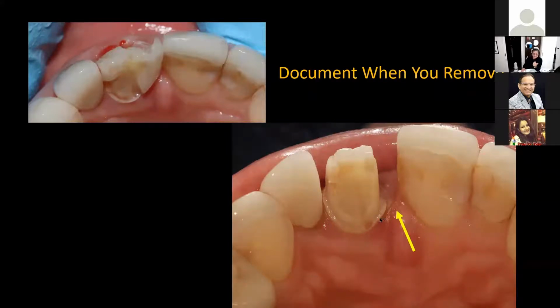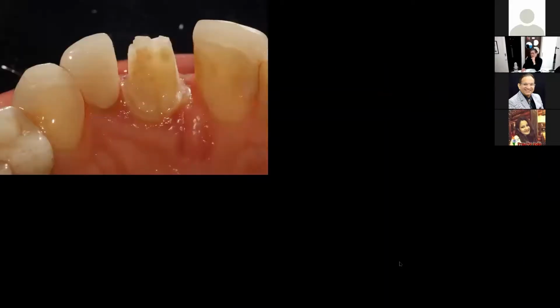Now, if you tell the colleague, look, there's a lot of cement you left behind, they'll say, you must be kidding me, I never left the cement behind. I can show it on the X-rays. So document your cases. Not only that, you can see the rotation of this one compared to that one. You can see the loss of papilla from the lingual and palatal areas. You can see the excessive cement here.